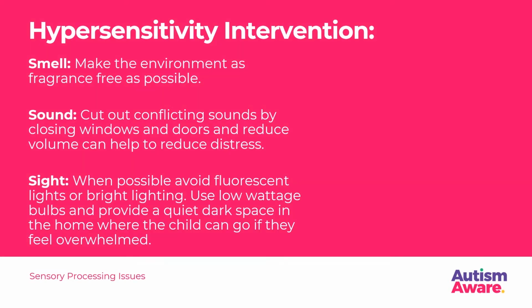Sight. Certain bright lights, such as fluorescent lights or sometimes the sunlight, can be difficult for a child who is hypersensitive. When possible, avoid fluorescent lights or bright lighting. Use low wattage bulbs and provide a quiet, dark space in the home where the child can go if they feel overwhelmed.